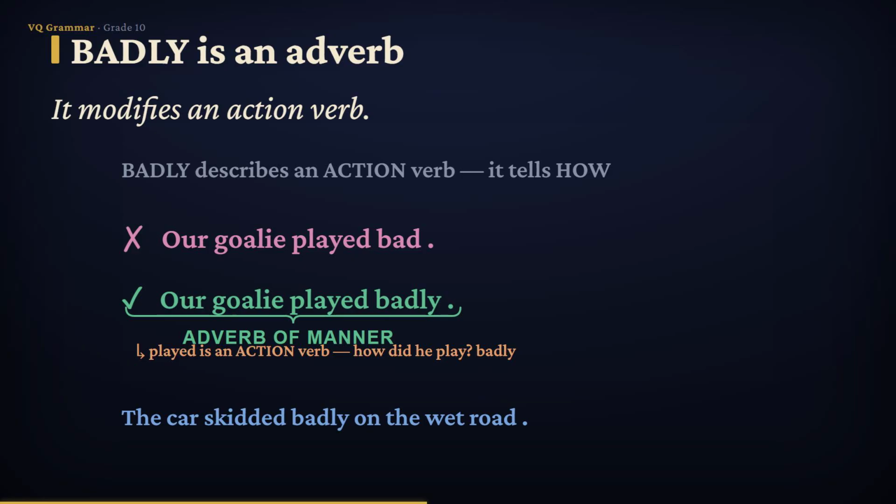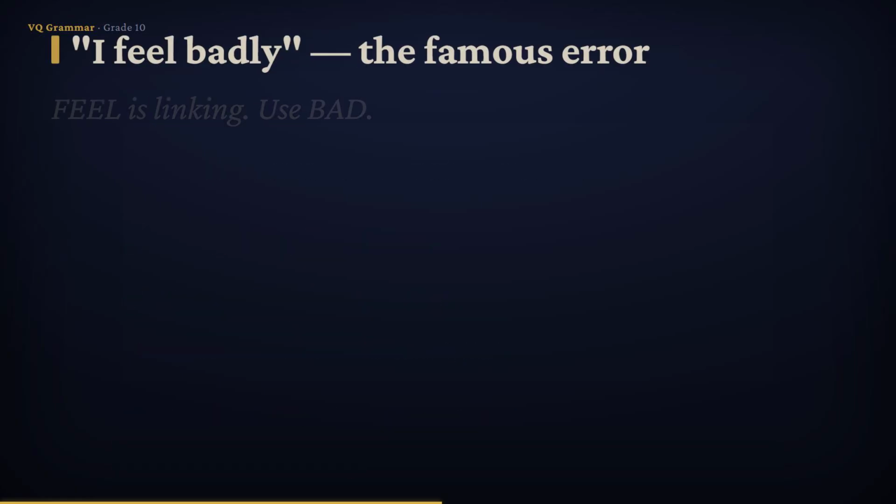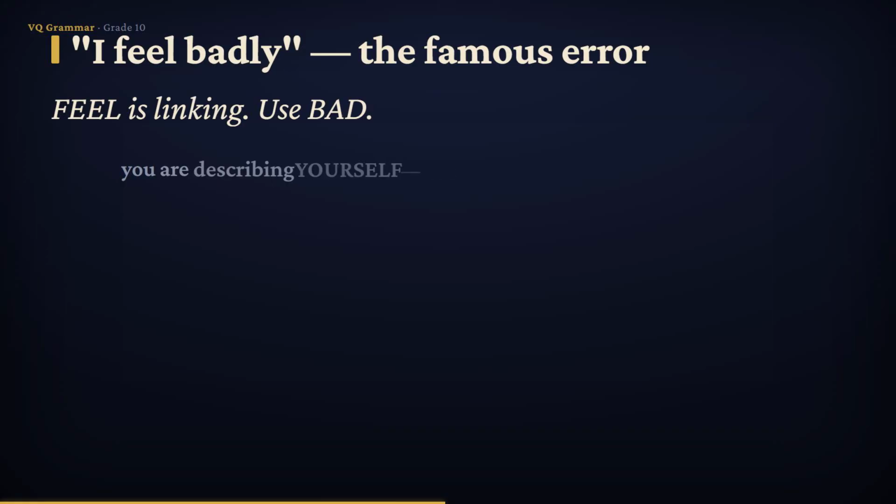Skidded is an action, and badly tells us how that skid went. So the shortcut is simple. If there is real action happening, reach for badly. Now the famous one, and it deserves a board of its own.